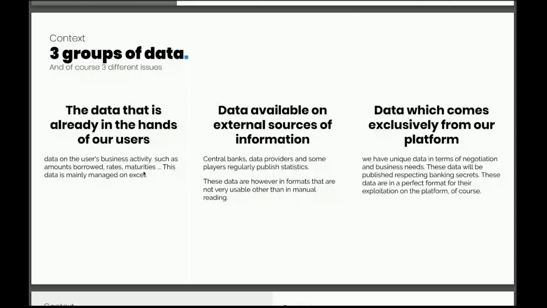And the third group of data is data which comes exclusively from our platforms, because as I said before, we are a marketplace. So we have all the data about the negotiation, about the needs, about how many counteroffers you can receive, and who works with whom. So it's a lot of information we can use. Of course, we have to respect a lot of secrecy, because it's an industry with a lot of conservatism and secrets, so we have to be very careful with the data we want to publish. But of course, we can use it to bring some information. Next slide, please.